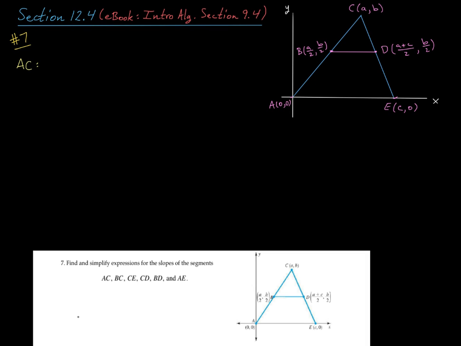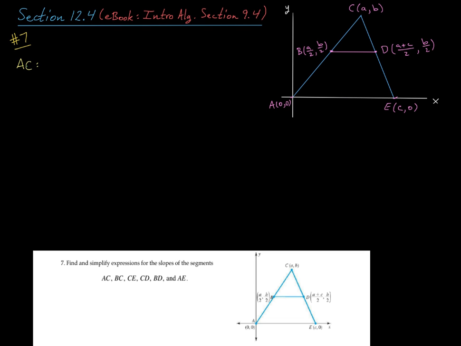Alright, in this last video in section 12.4, we're going to look at question number 7, which says to find and simplify expressions for the slopes of the segments AC, BC, CE, CD, BD, and AE. We're referencing this diagram to the right, and I've included that same diagram up here above. You'll notice these points, A, B, C, D, and E, all have something to do with these quantities lowercase a, lowercase b, and lowercase c.